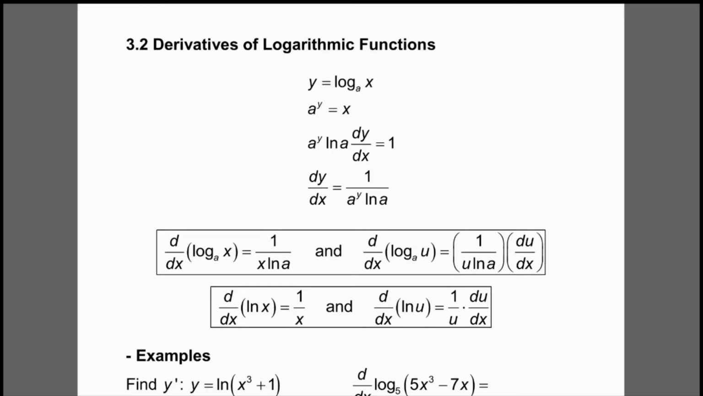All right, this is the lesson video for AP Calculus BC, and in this video I'm going to go over section 3.2, which is the section on the derivatives of log functions, and then also section 3.3, which is the derivatives of exponential and inverse trig functions. So there's a lot of derivative rules here.